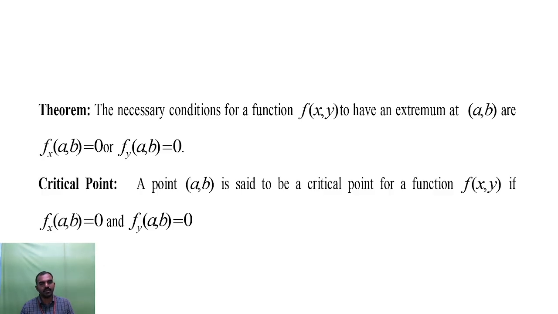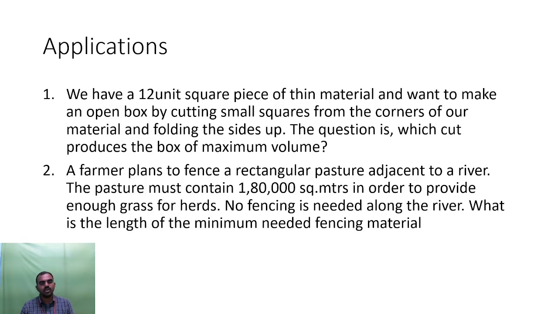A point (a, b) is said to be a critical point for a function f(x, y) if fx(a, b) equals 0 and fy(a, b) equals 0. So what are the applications of maxima and minima of functions of two variables?